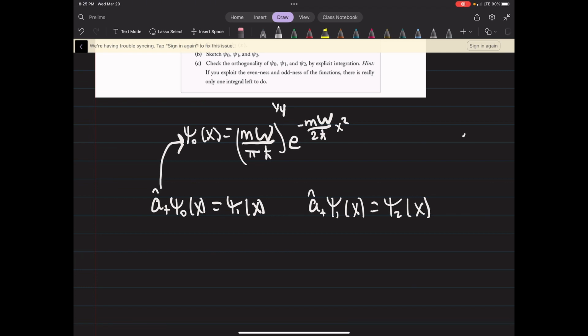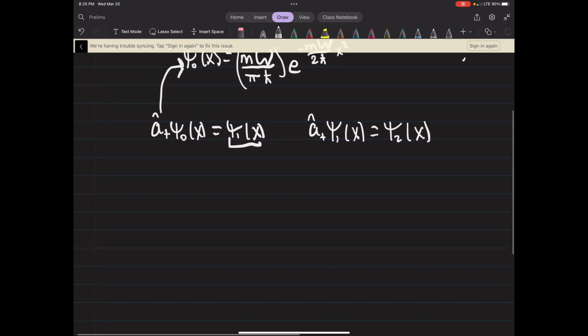And obviously we already have psi naught, but in the process we'll get psi 1, and then in part B we can get some sort of sketch of these wave functions. So that's kind of our strategy. Okay, so let's start by having our ladder operator operate on psi naught.